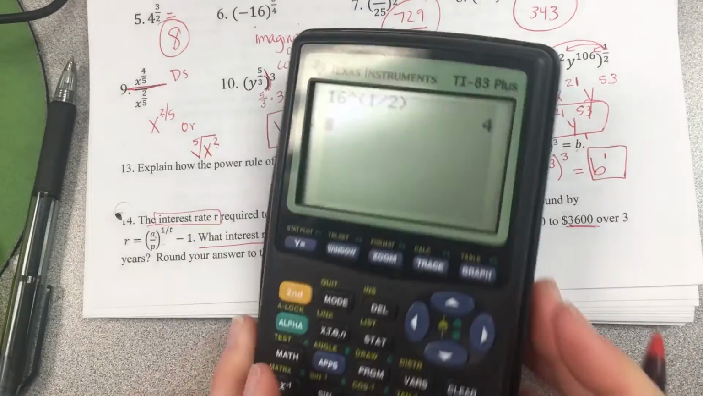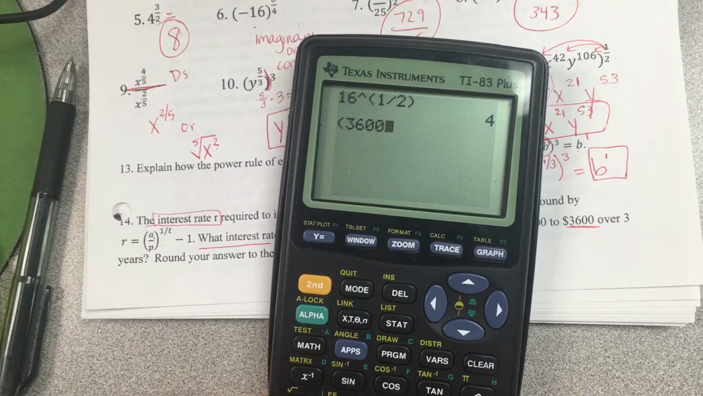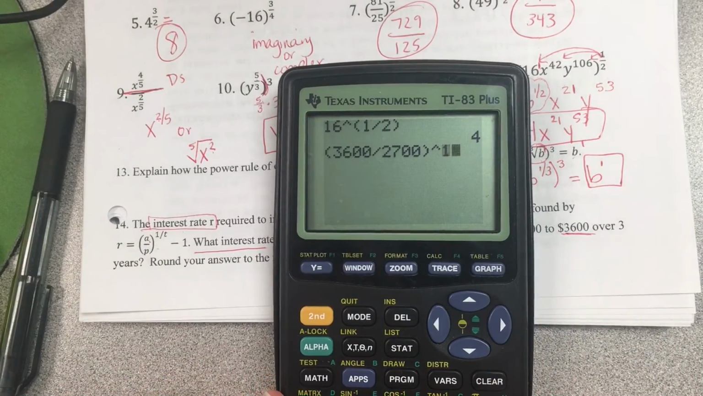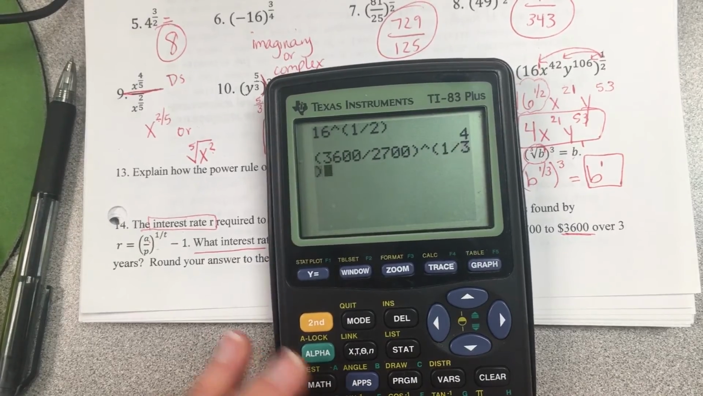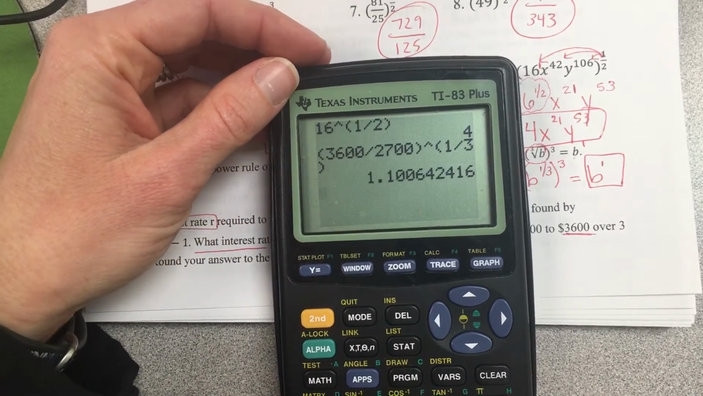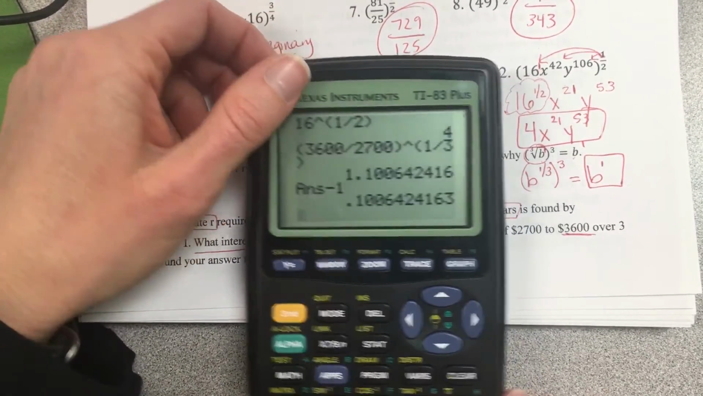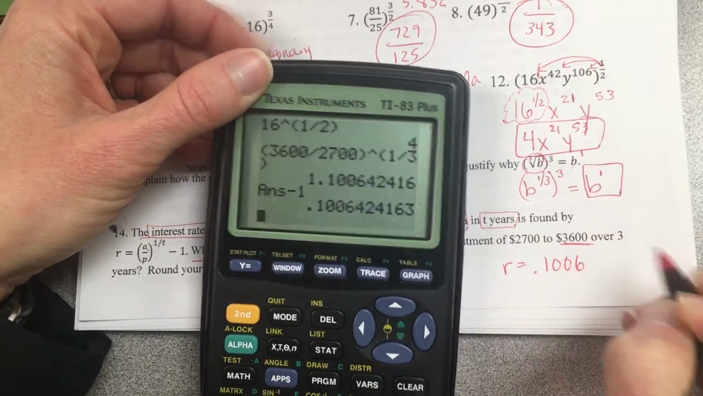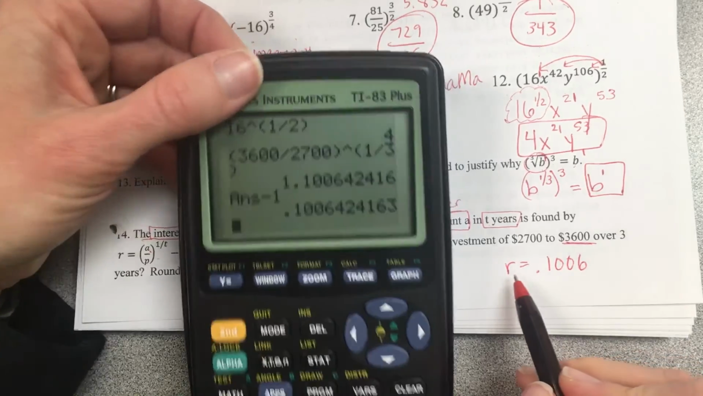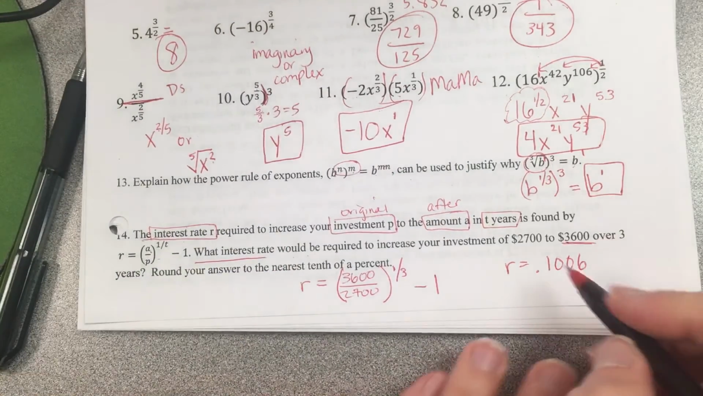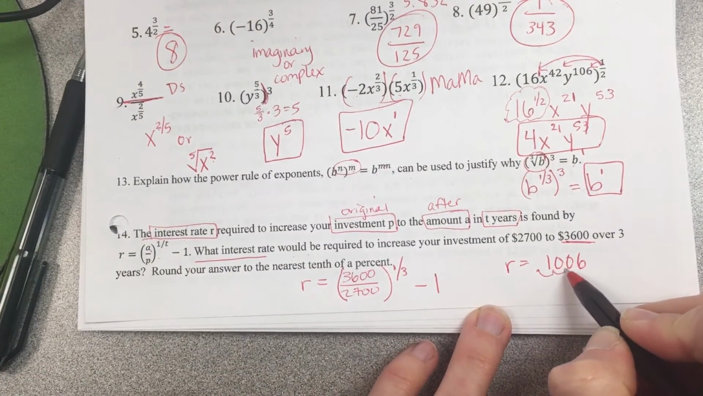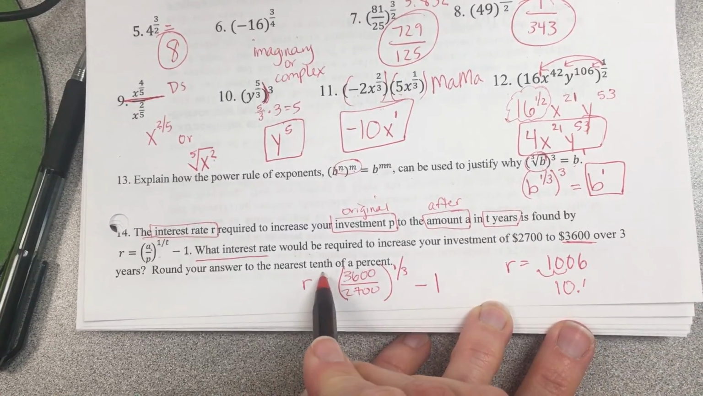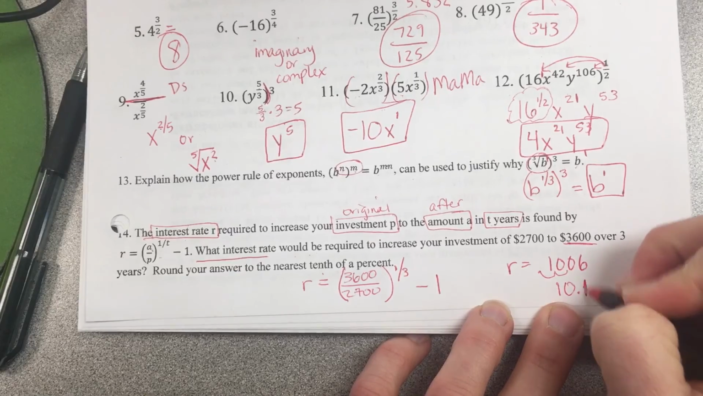All right, let me type that in my calculator. 3,600 divided by 2,700 to the 1/3. I'm going to press enter, and then I'm going to do minus 1. So I get R equals 0.1006. And remember, that's an interest rate, which is a percentage. So I'll move it 2 places, so it's 10 point, well, it says to the nearest tenth, so that'd be 10.1.